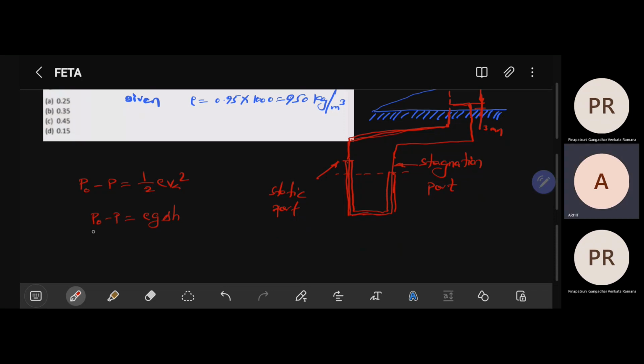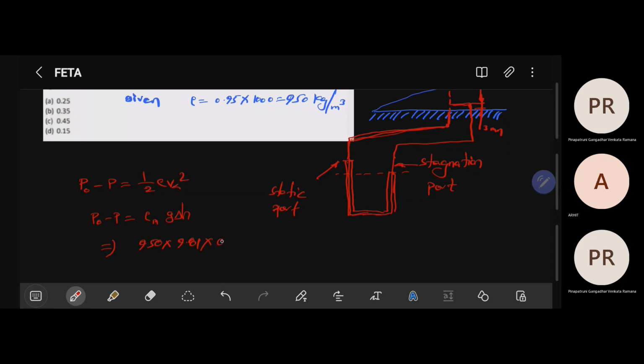So you can find the P naught minus P, because here P naught minus P is this: the manometric liquid. I will just write it clearly. This is rho manometric liquid, 950 kg per meter cube, into gravity, 9.81, and this is delta H, 0.005.